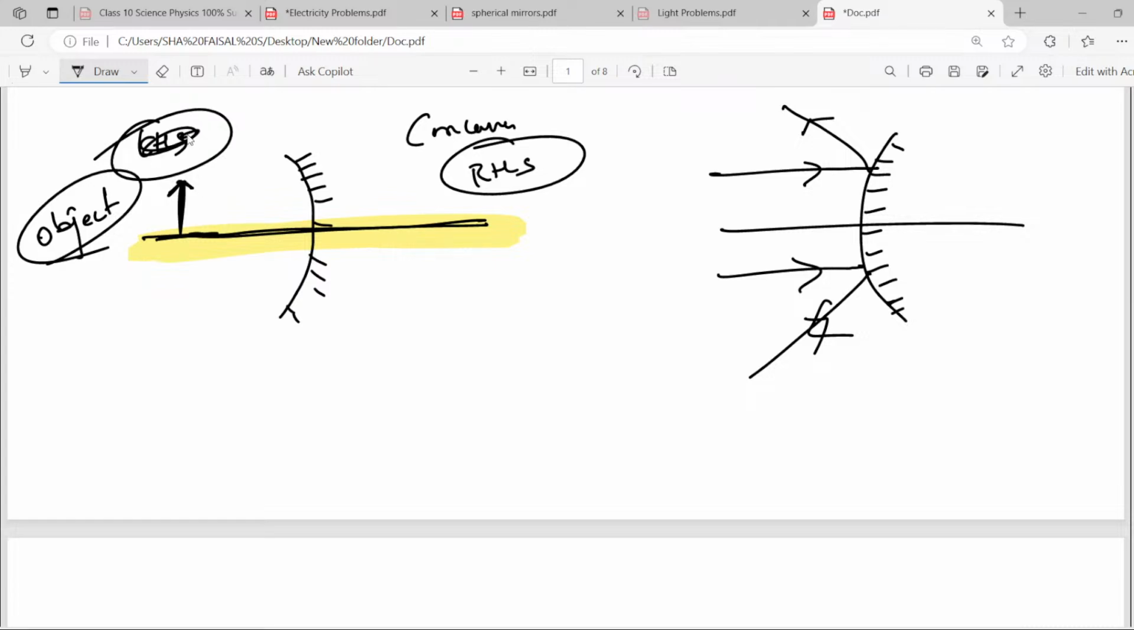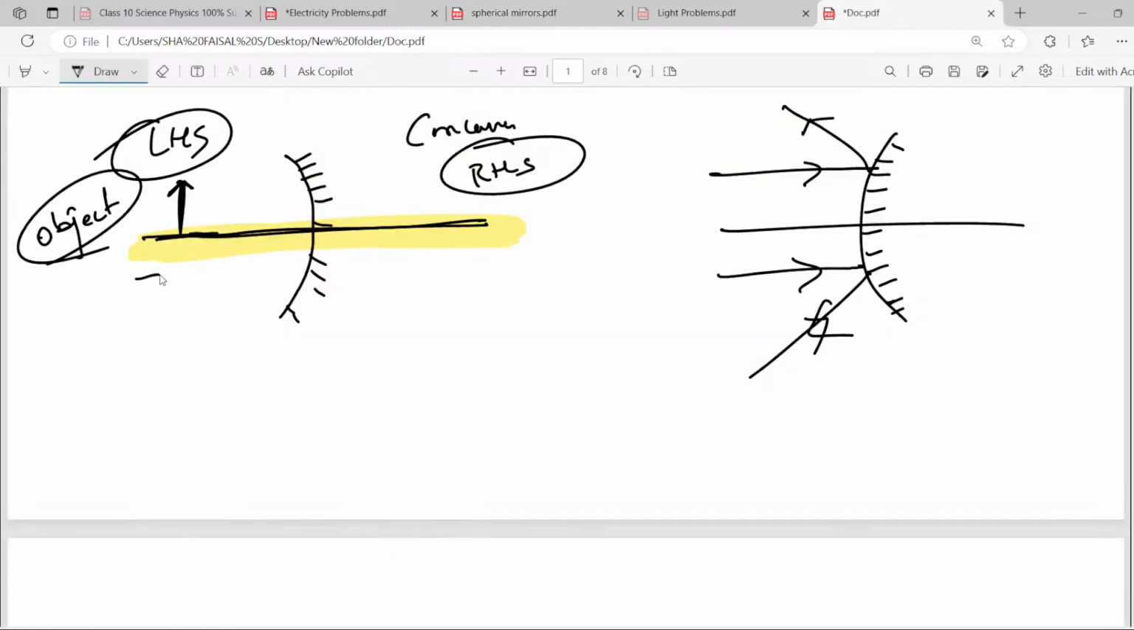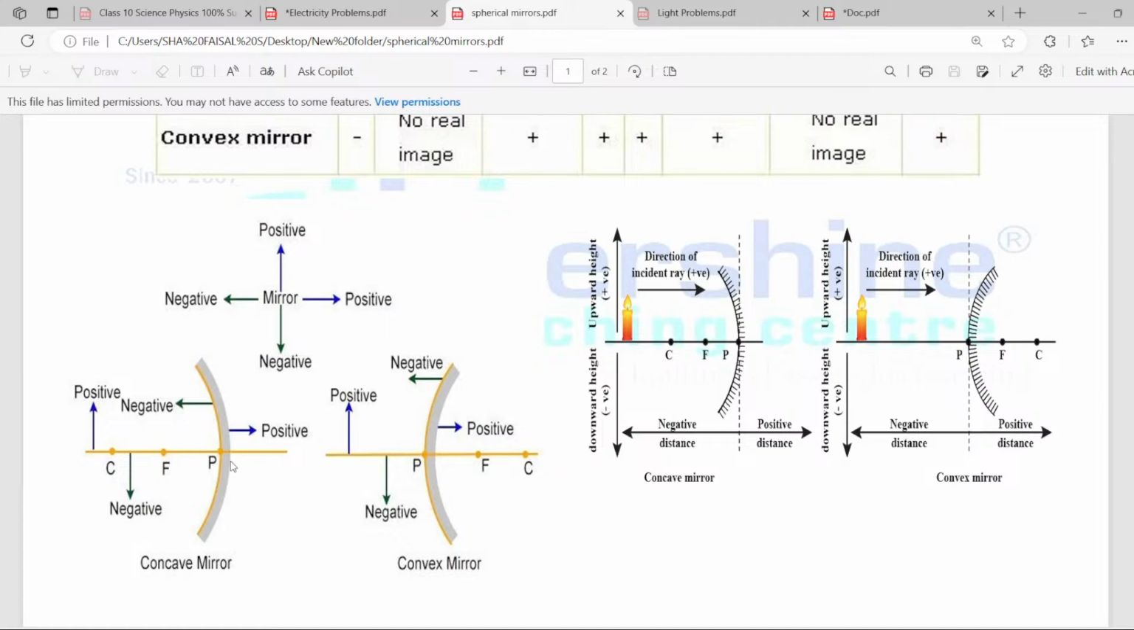Okay, so this is my left hand side. Just a minute. So this is my LHS part, this is my RHS part. Left hand side, right hand side. Clear? Good. Now see, the center is my mirror. Left hand side is negative, right hand side is positive. Mirror, left side is negative, right side is positive.